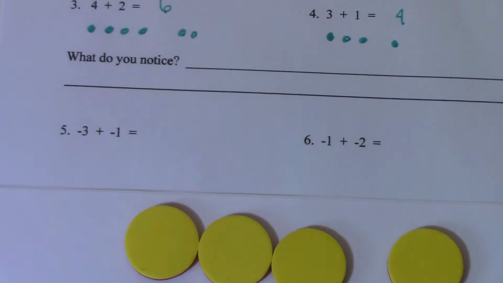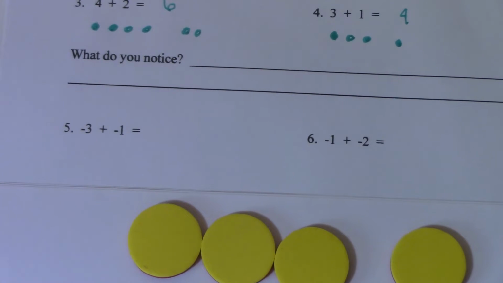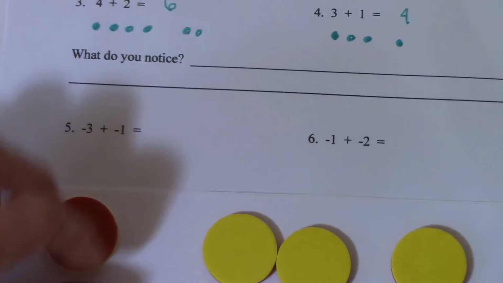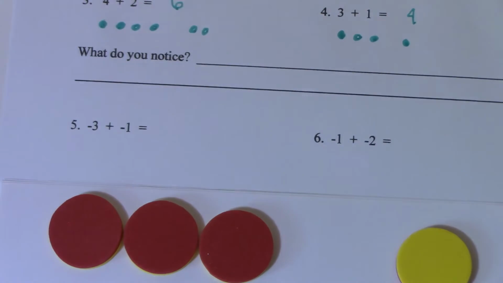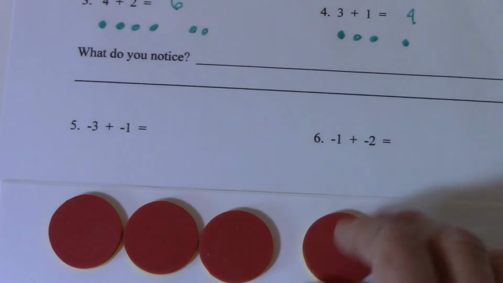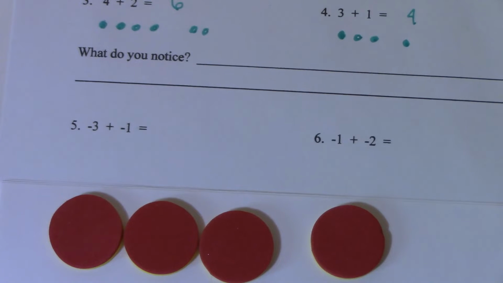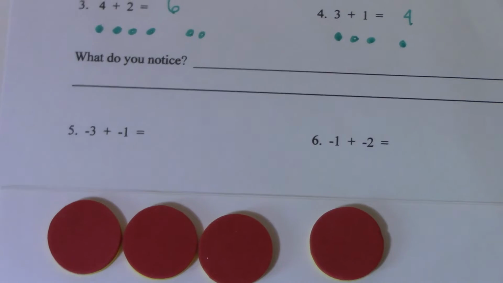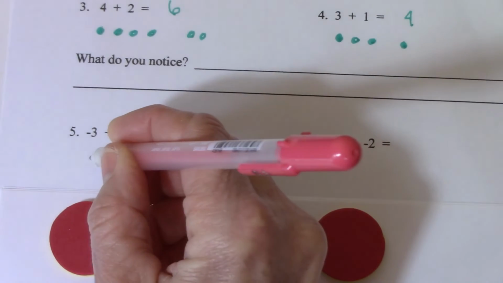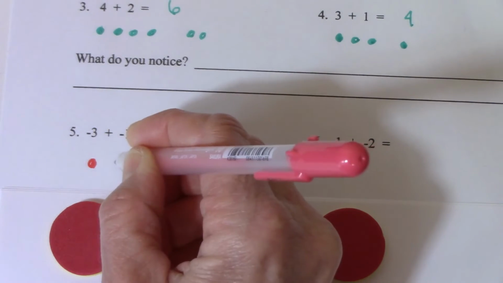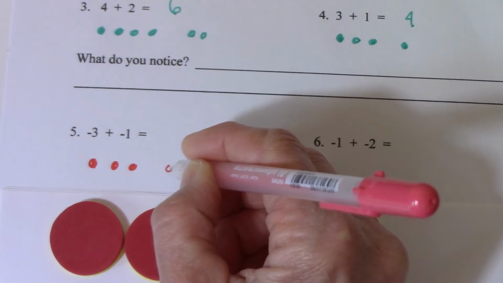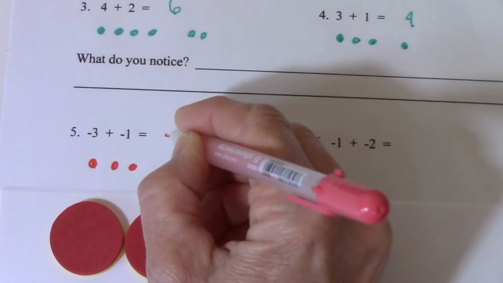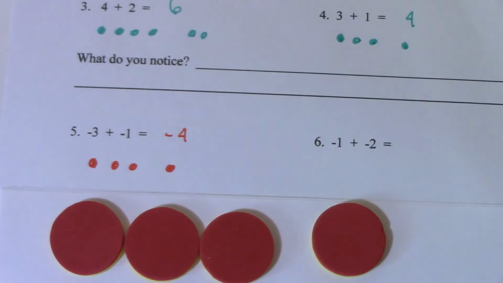So we have a negative 3 plus a negative 1. The negative is red. So we're going to have a negative 3 plus a negative 1. And then we see that we have a negative 4. So when we sketch this, negative 3 and a negative 1 gives us a negative 4.